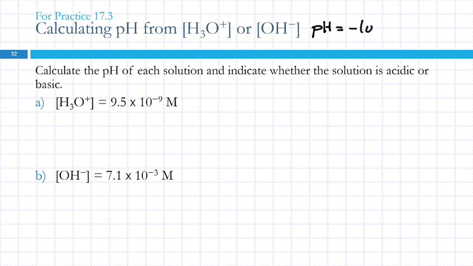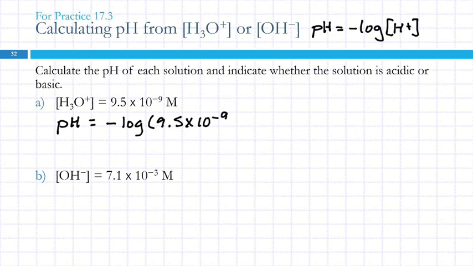pH is the negative log of the hydrogen ion concentration. Here, they're showing H3O+. I'm lazy, I'm just going to write H+. They represent the same thing, okay? So for the first one, the pH of this is going to be the negative log of 9.5 times 10 to the minus 9.